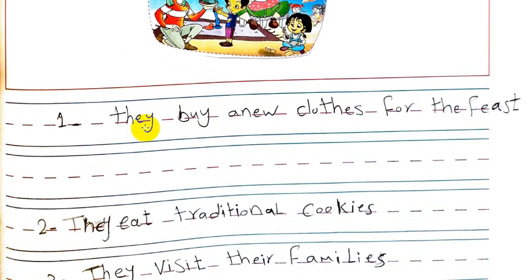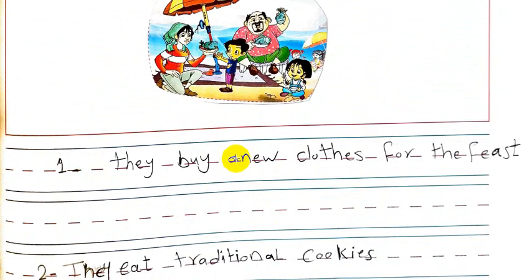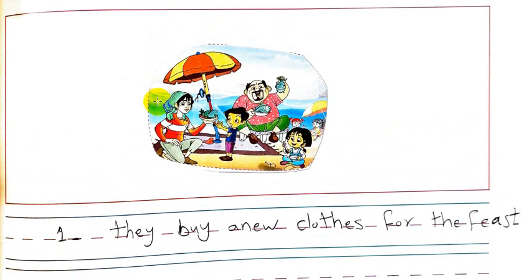Yes, number 1, they buy new clothes for the feast. Number 2, they eat traditional cookies. Number 3, they visit their families. Number 4, outing with friends. Okay, in this box, draw how you celebrate the feast with your family, as you see in this picture.